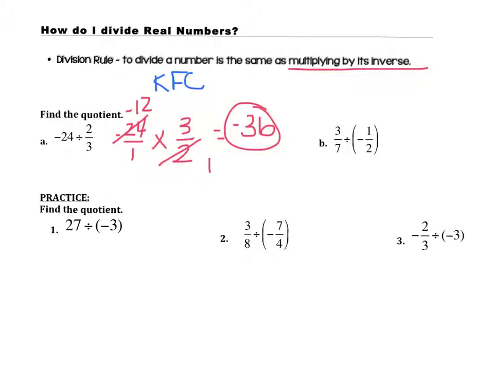All right, let's do our next one. We're going to multiply it by its reciprocal. Or we're going to keep the first, flip the second, and then I'm going to change the sign. All right, there's nothing for me to cross cancel, so I'm just going to multiply across. 3 times 2 is equal to 6, and 7 times 1 is equal to 7. So 2/3 divided by negative 1/2, oops, I forgot my negative sign, is going to be negative 6 all over 7.